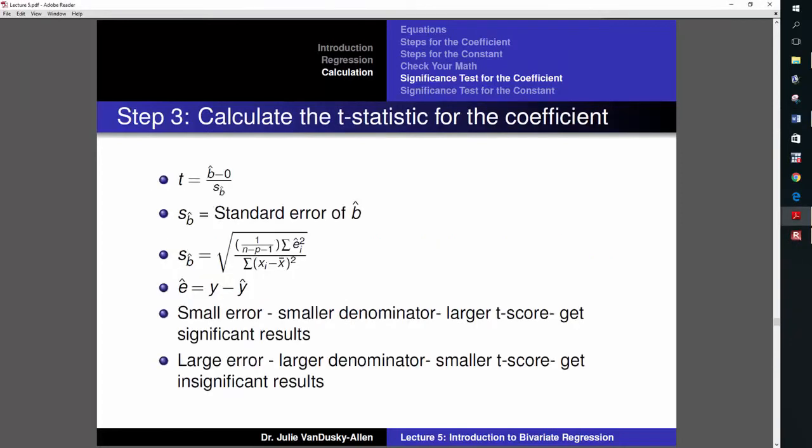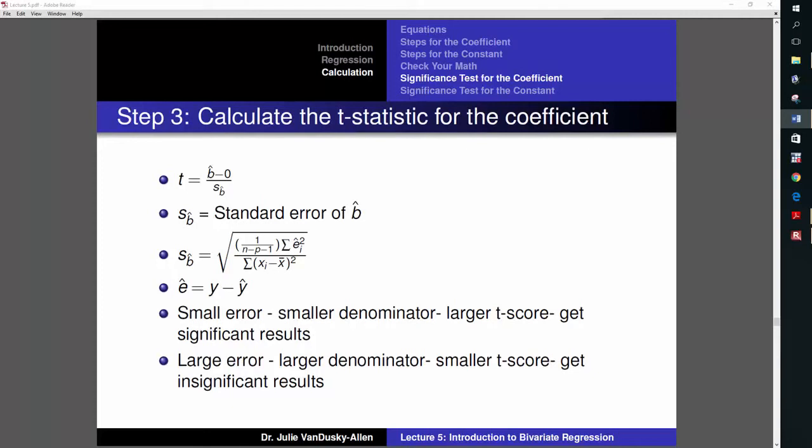Step 3 in determining whether your b-hat is different from 0 is actually turning your b-hat into a t-score. The calculation is t equals b-hat minus 0 divided by the standard error of b. I already showed you how to calculate b-hat. I'm not going to go over how to calculate the standard error of b-hat. However, I will tell you the intuition behind the standard error and the t-test.